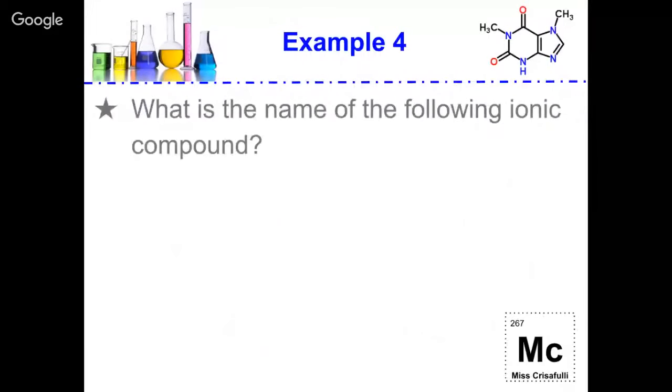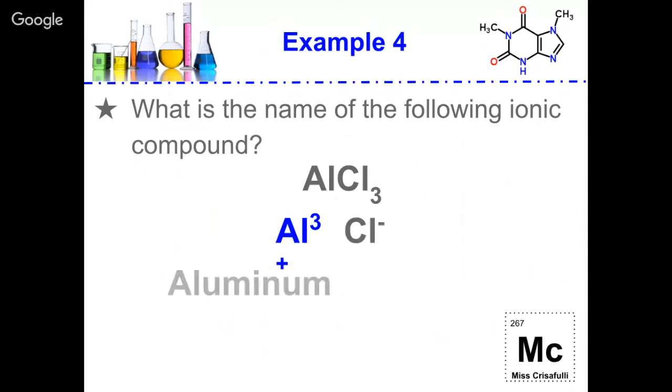Let's look at another example. What if we had AlCl3? So Al is going to be 3+, Cl is going to be Cl-. So the Al3+ ion is aluminum, and the Cl- ion is chloride. So our name of this formula would be aluminum chloride.